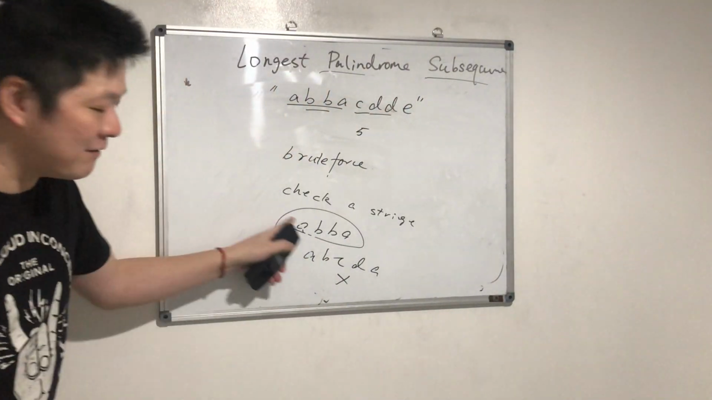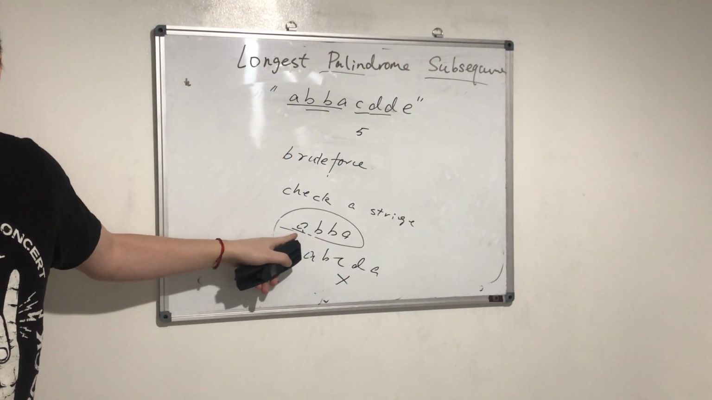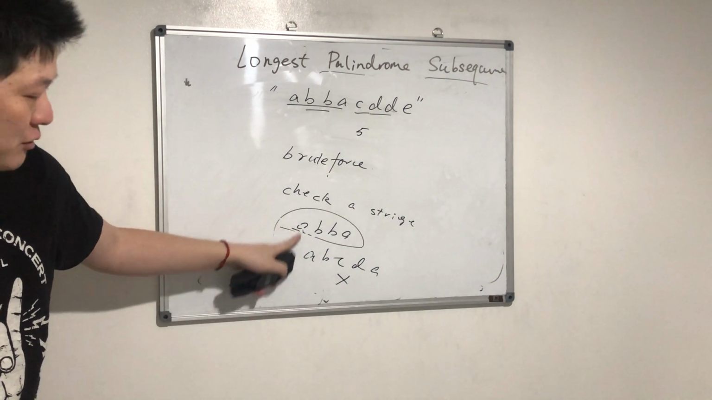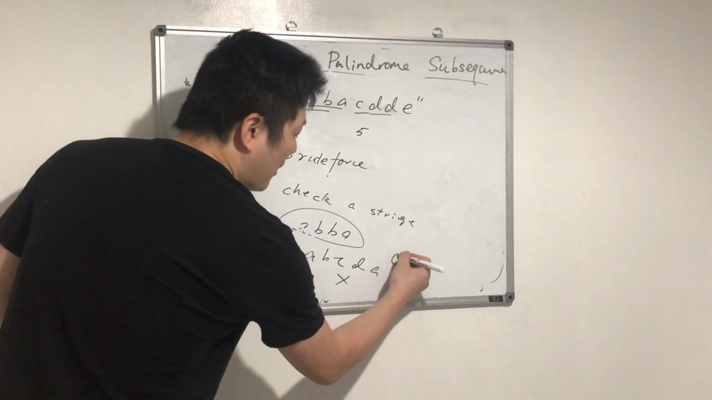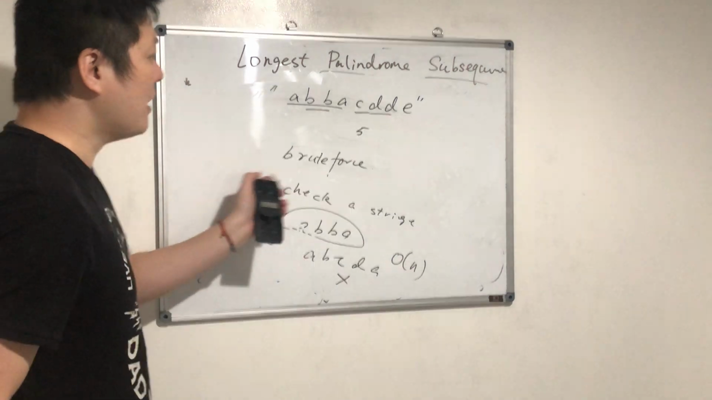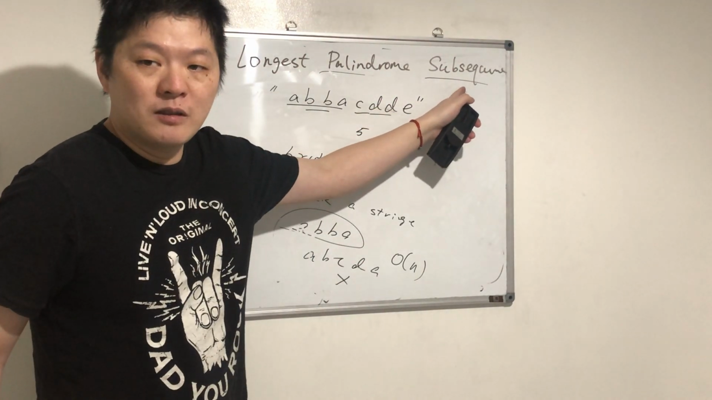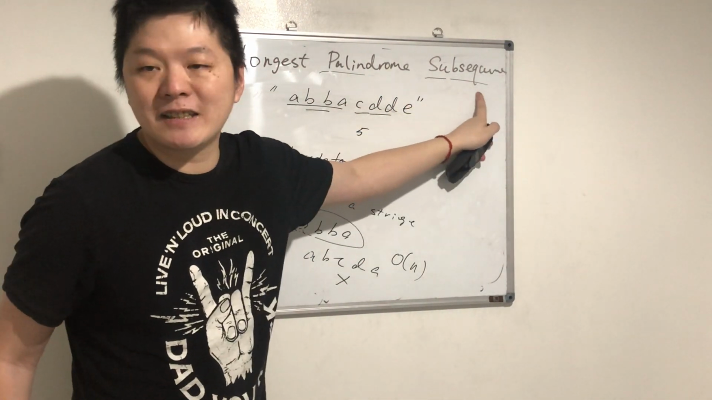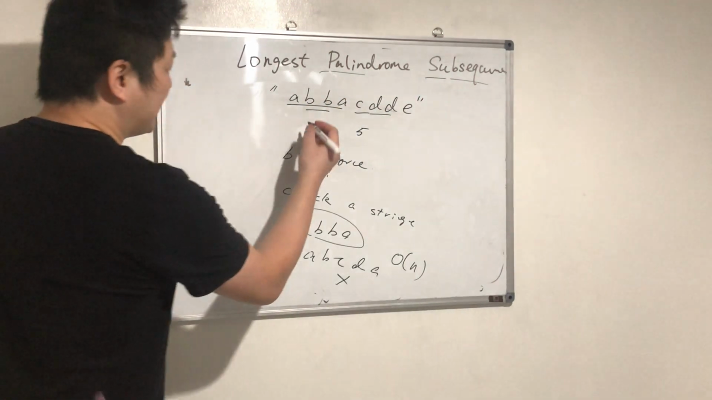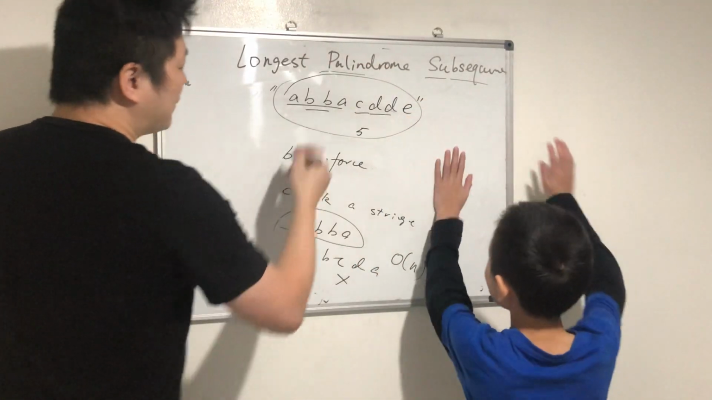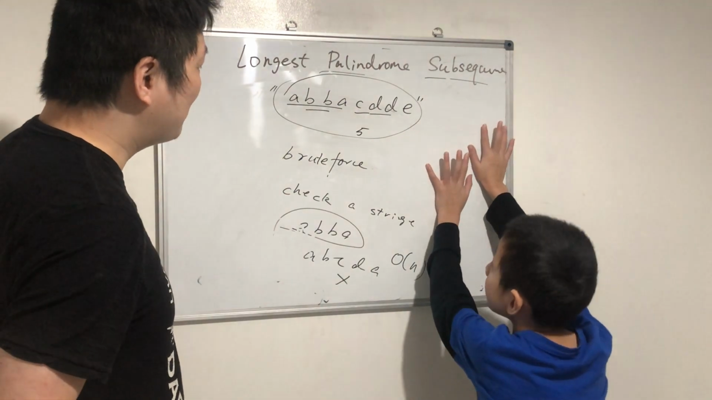So let's look at the complexity of this. What's the complexity of this approach? O(n), right? Yep. And B, B, C, D, D is not a palindrome. And finding the subsequences: if I'm given a string, I want to generate all the subsequences. What's the complexity?